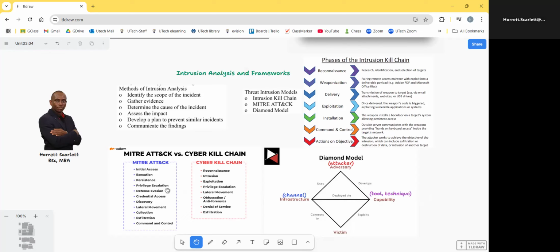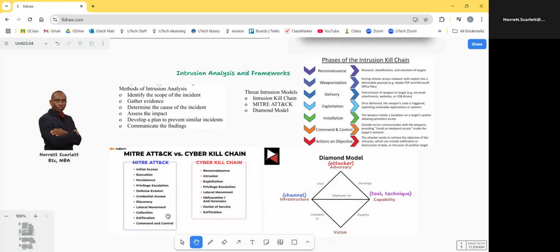Then there's privilege escalation. So we might have gotten in with lower credentials, but once we are there, we now want to beef up the credentials so that we can do more and more things within the system. So privilege escalation is a big thing in terms of going into networks and gaining access. Then there's defense evasion. So once you are there, then you want to see how best you can hide within the system so that you are not easily detected.